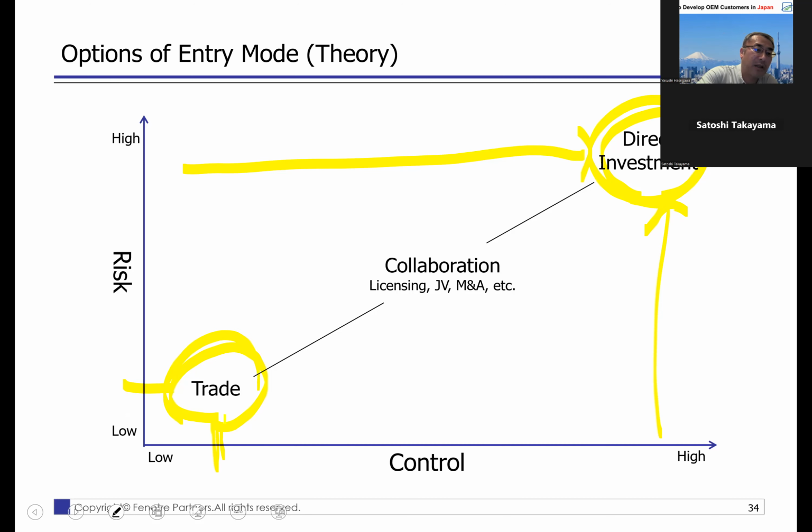And this option is not powerful because you can't control your business in Japan. So usually I recommend this space. I will let you know about this option later. However, I know many of you don't want to take a big risk at the beginning of your market entry, and you prefer trade.